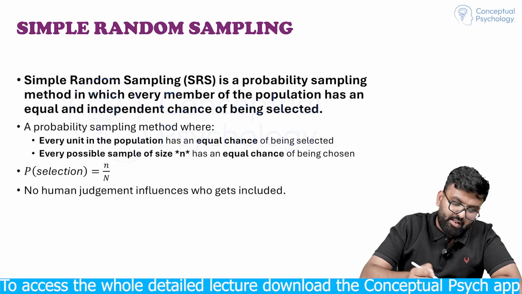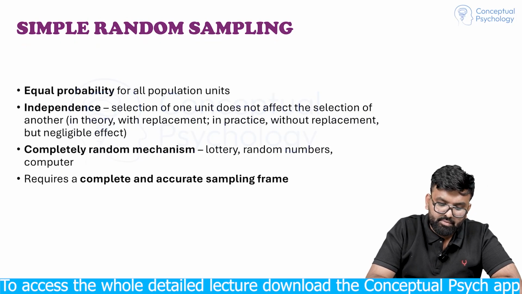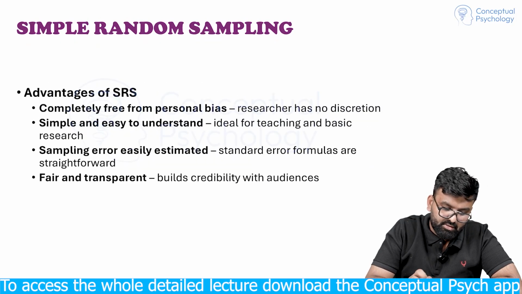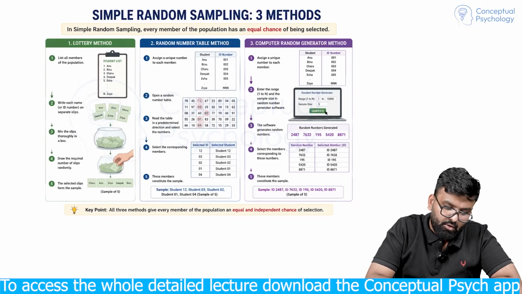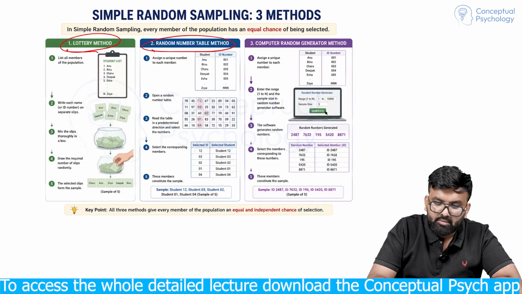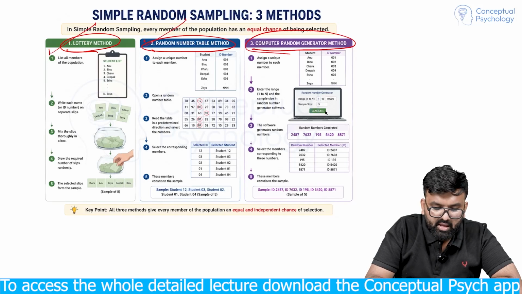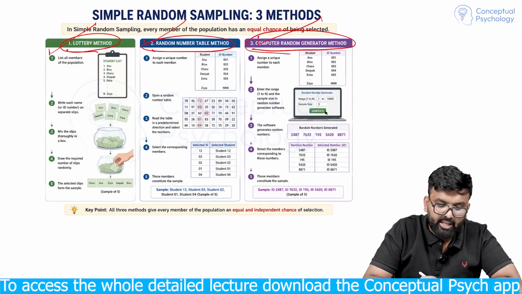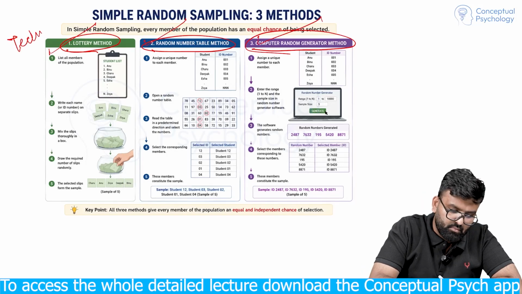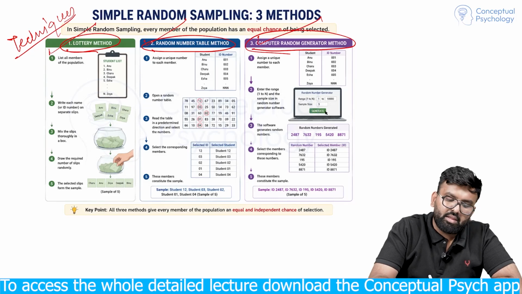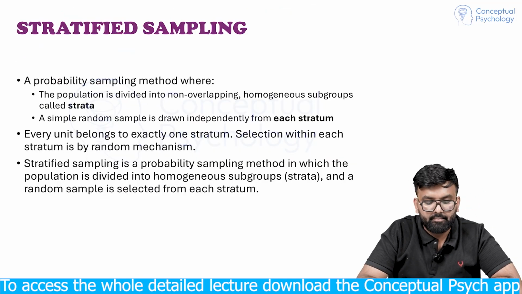Then we studied simple random sampling. That was the first type. There were 3 methods of simple random sampling: lottery method, random number table method, and computer random number generator method. So these are 3 subtypes or 3 techniques or methods of simple random sampling.